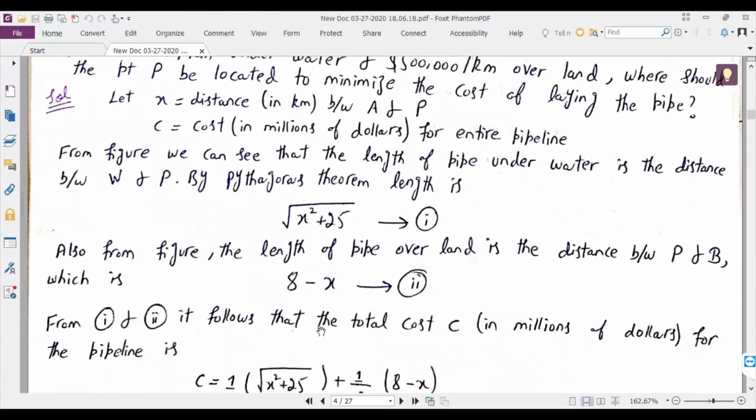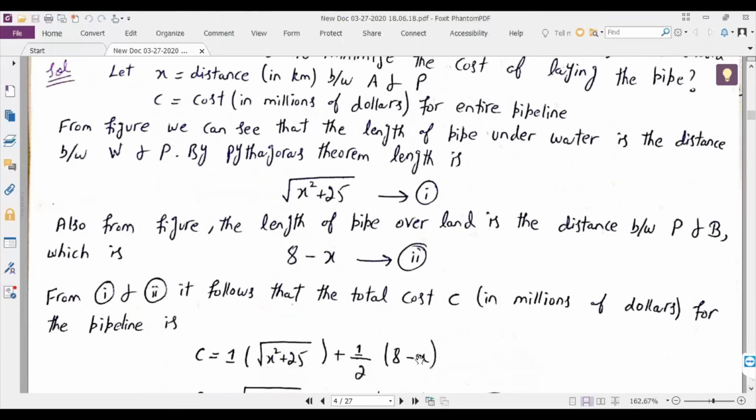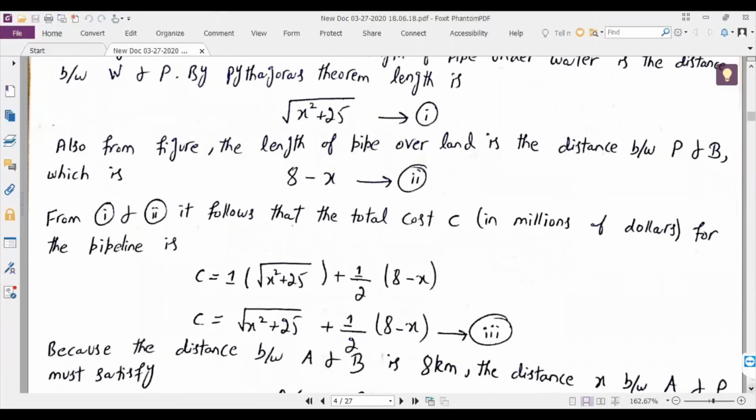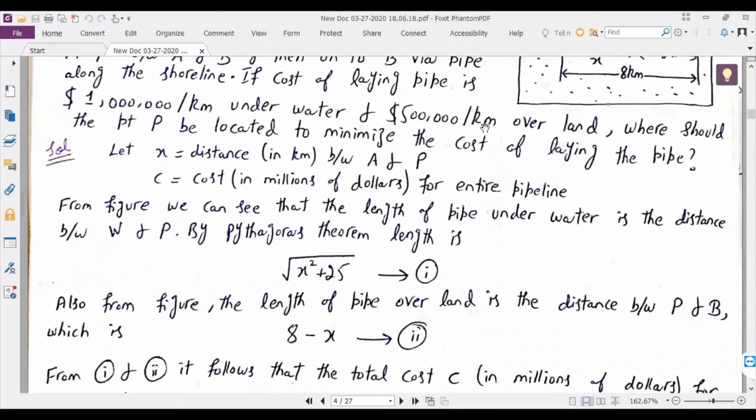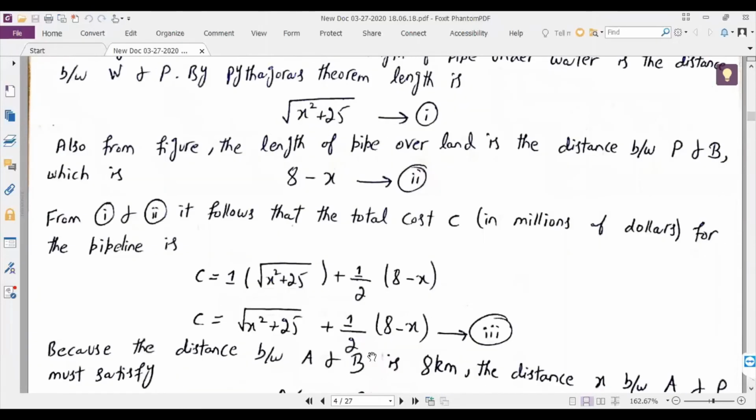From 1 and 2, it follows that the total cost for the pipeline is 1 million or 10 lakh multiplied by the square root of x square plus 25, plus 1 by 2 into 8 minus x. Why is it 1 by 2? Because the cost is 5 lakh dollars per kilometer over land and 10 lakh dollars per kilometer underwater. That's why 1 is here and 1 by 2 is here. So multiplying them, we get this equation, equation 3.